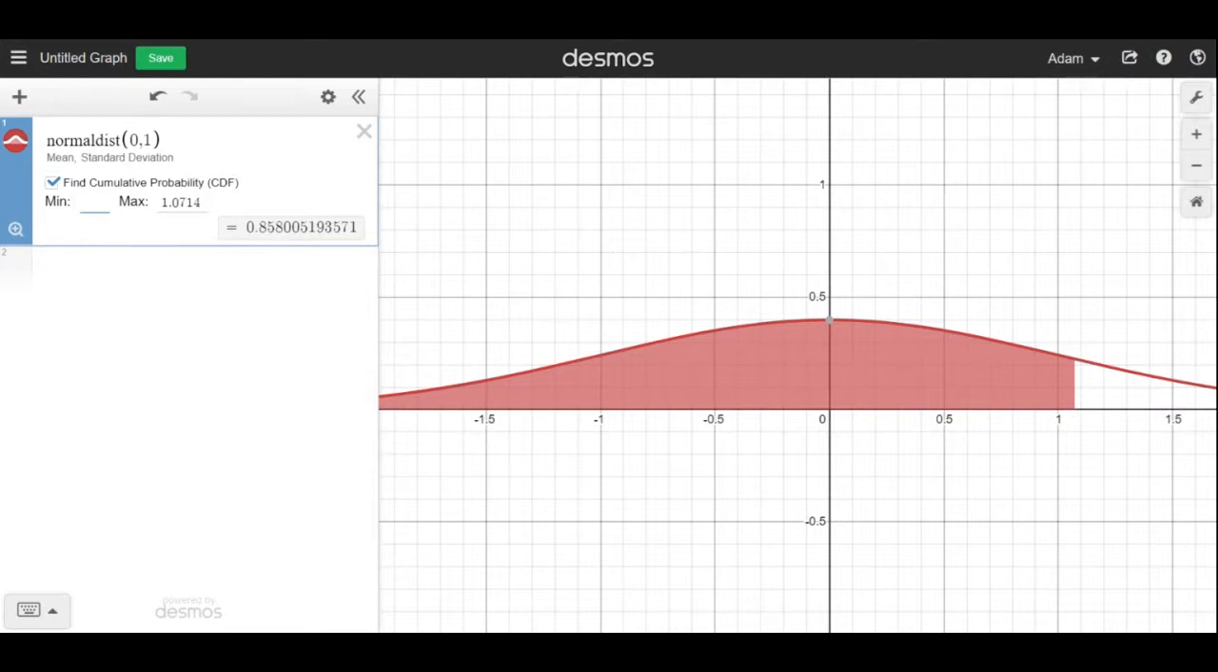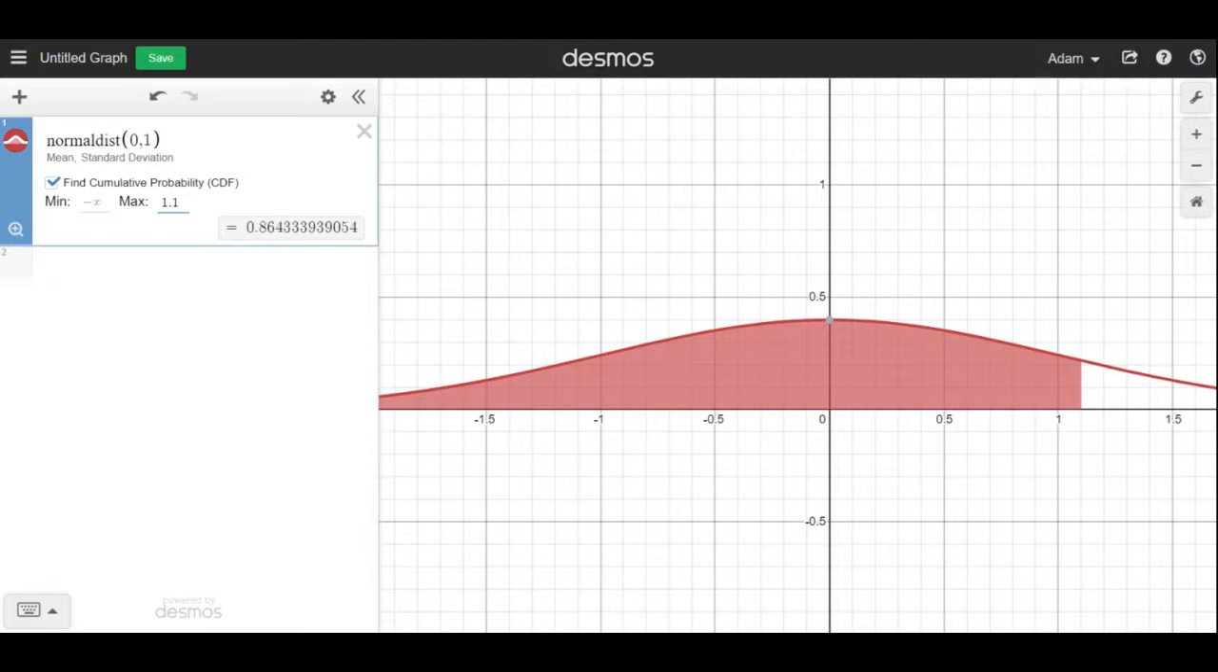And we get about 0.8580, so about 85.8%, which is very close to what we got in our table, what we have on our slide. I mean, we had to round it to 1.1. If we did type in 1.1, we would get this. See, you would get what we got from the table, approximately. There we go.